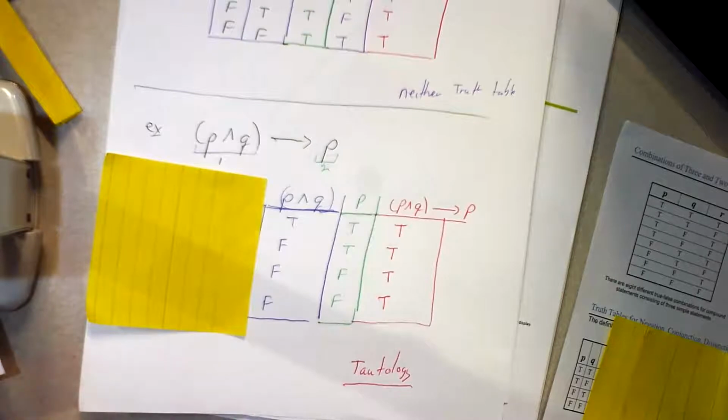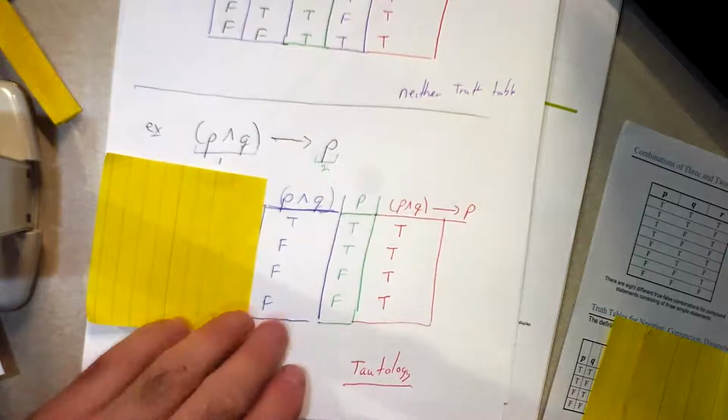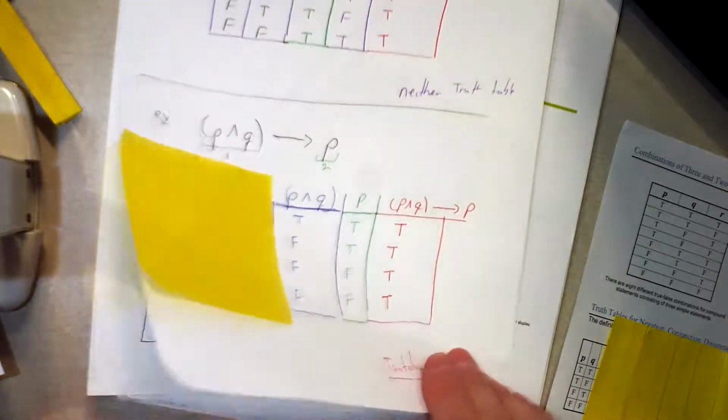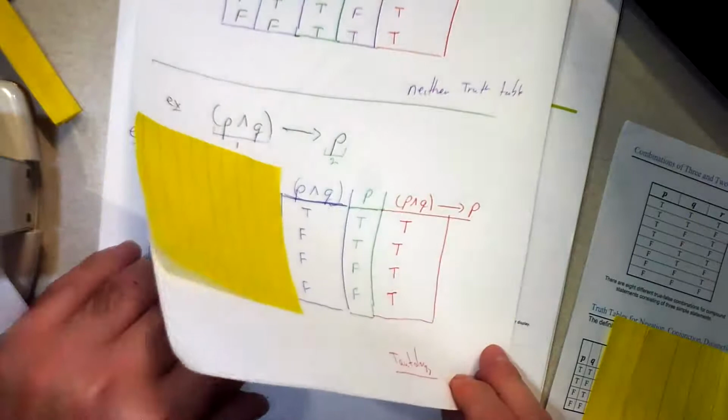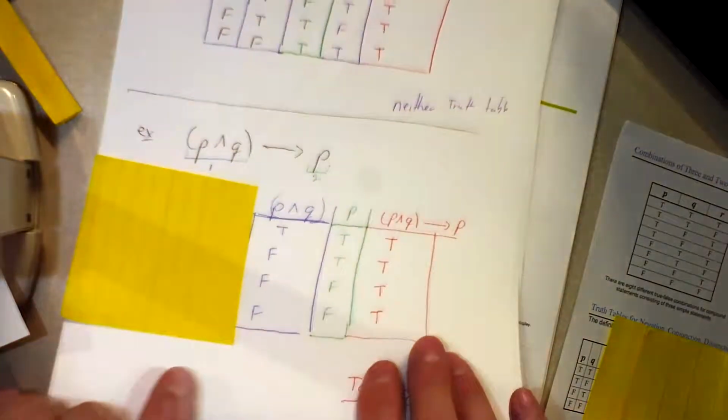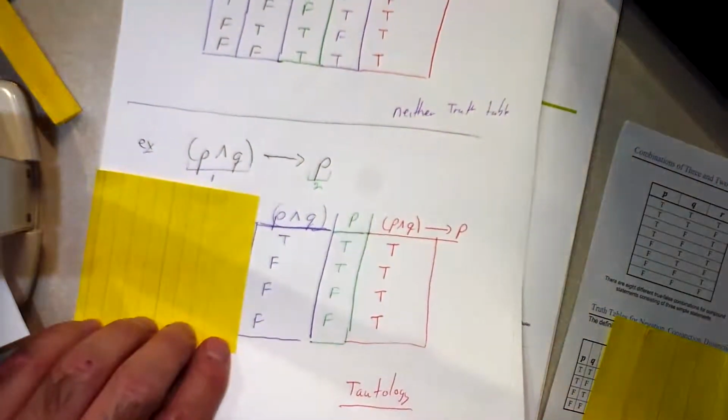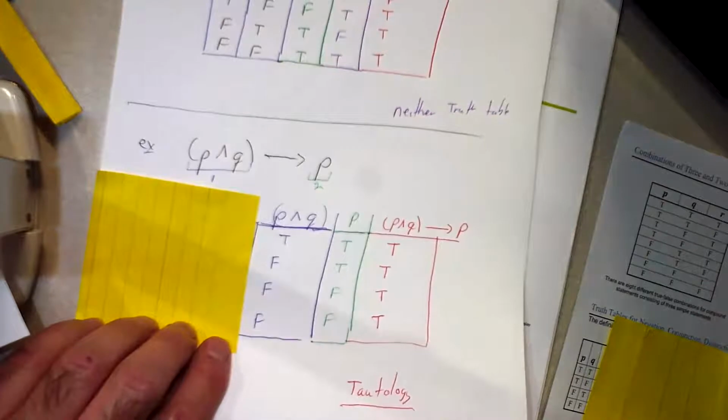Okay, so we're going to do two more, and then I'm going to show you how to do one with three variables. That's a fun one. So here we go. Let's try another set.